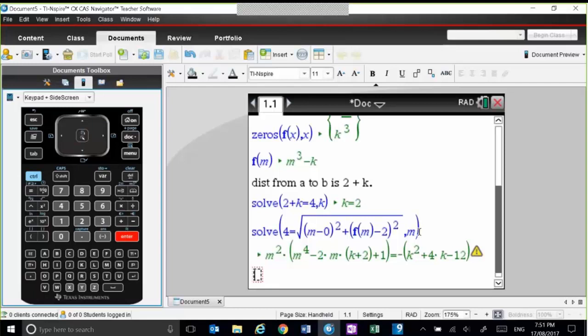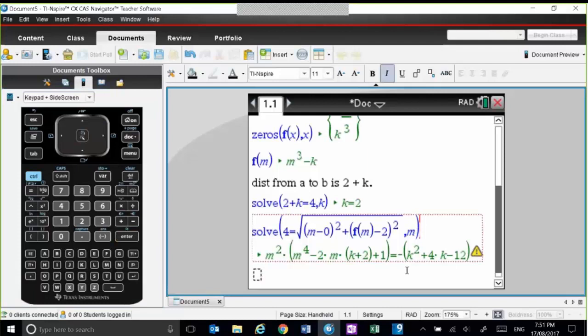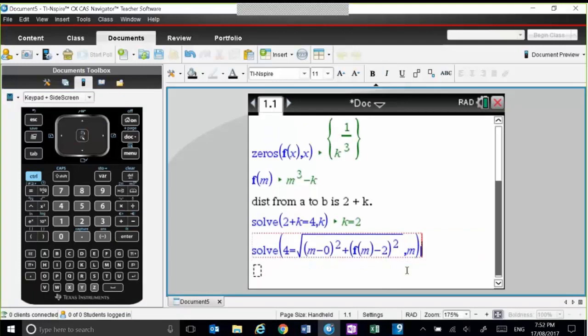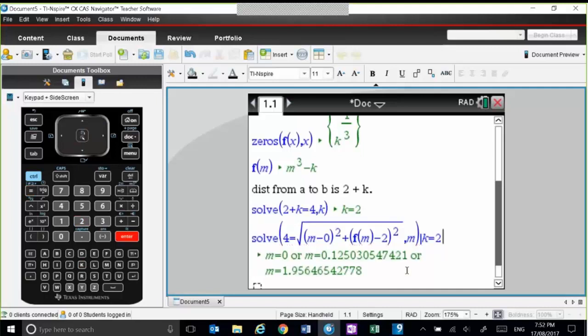So to get around that, if I put my cursor at the end of that last bracket and then type given k equals 2, because we know that that is true, if I now press enter, I now actually get the answers. Now notice there is a number of answers here, so we've got to be a little bit careful as to which it in fact may be.